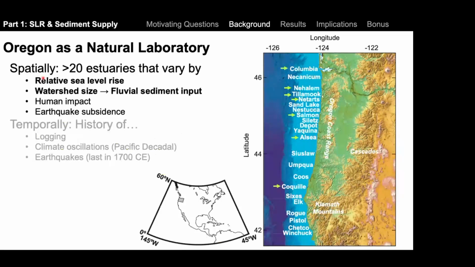Okay, so I've extended this data set to the Oregon coast, which I think in a lot of ways provides a really nice opportunity to assess the drivers of salt marsh morphodynamics, because we can set it up as an ideal natural laboratory. So spatially, there are over 20 different estuaries that vary in terms of the parameters that I've written up here. And so to address the question of how sea level rise and sediment supply combine to affect accretion, I simply chose 7 estuaries that displayed variable rates of sea level rise and fluvial sediment supply.